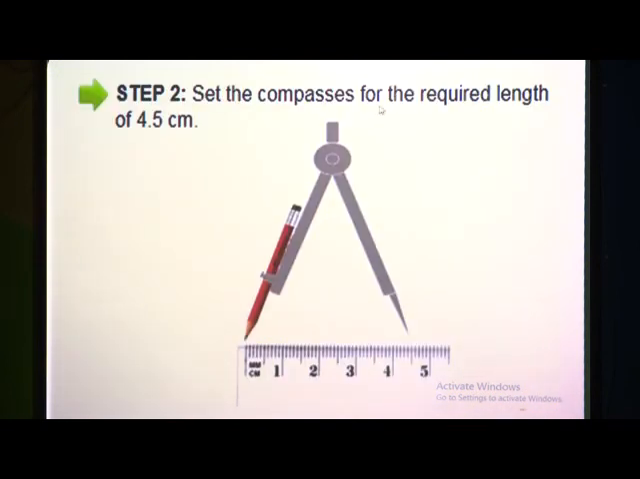Set the compass for the required length of 4.5 centimeter. So we have to take the compass, fix a pencil to it, take a ruler, and mark a length of 4.5 centimeter. So this is our step 2.